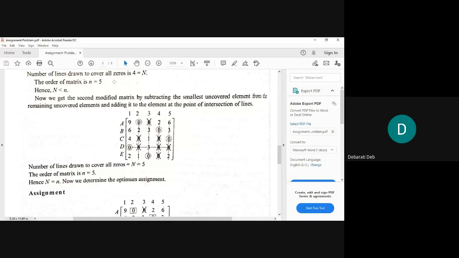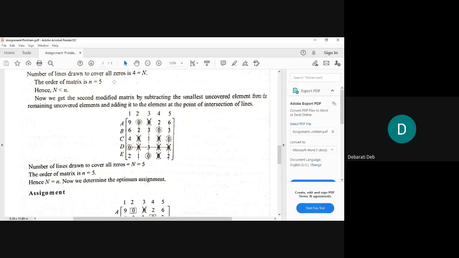Now you write these lines. Number of lines drawn to cover all zeros. You can see this on your screen also. If my voice breaks, you can see from the screen as well. Number of lines drawn to cover all zeros equals capital N equals 5.